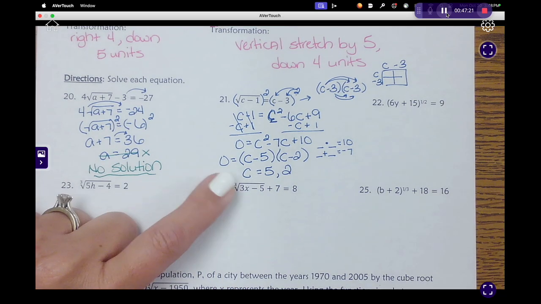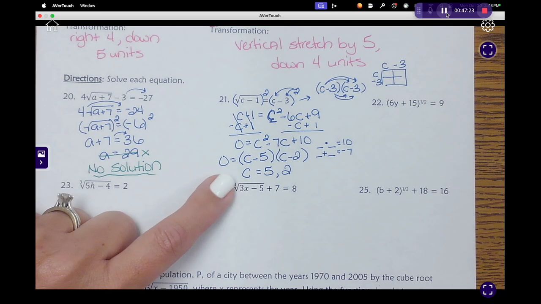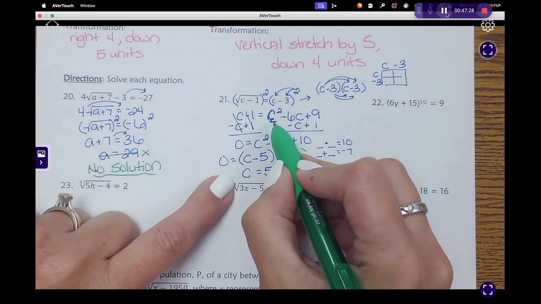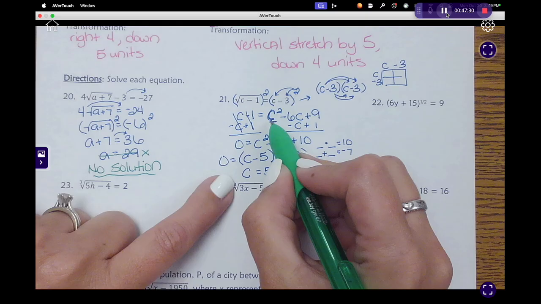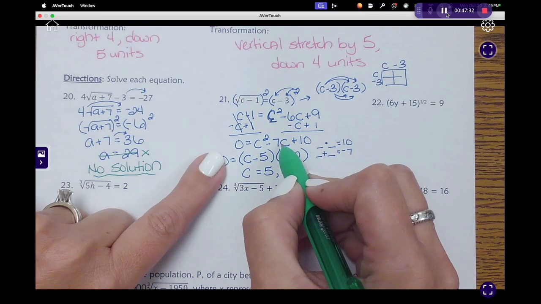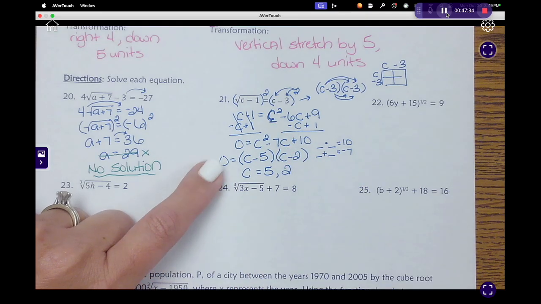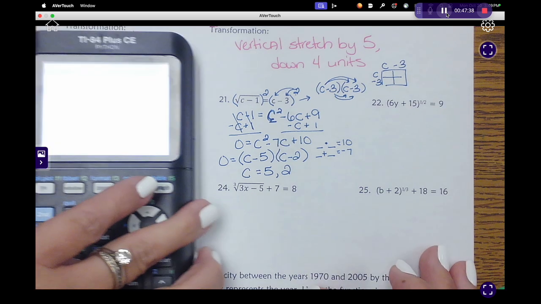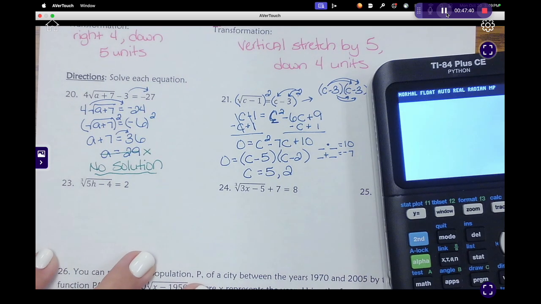Don't forget, we do have to check these, so we have to check both of them to make sure they work. But looking at this, anytime you're left with a squared, remember that's a quadratic, so you need to get everything to one side, and then you solve that. You can do this by factoring. If you want to do the quadratic formula, you can do that as well.